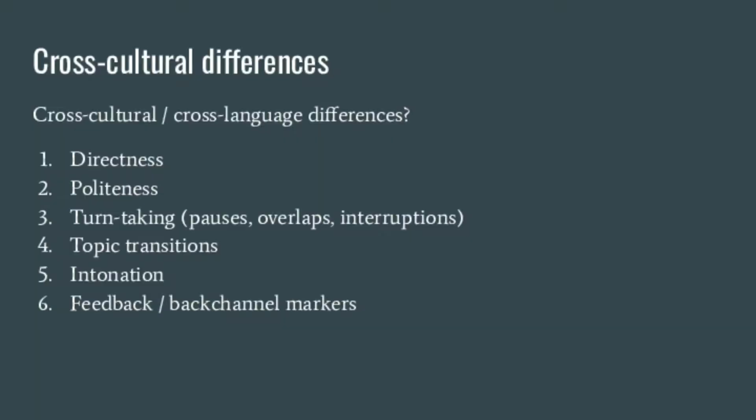So there are a number of ways that we are indirect. Can you think of differences in directness, cross-cultural and cross-language differences in directness, or other kinds of politeness, turn-taking? Do you notice differences in turn-taking between English speakers and Korean speakers? How we do topic transitions, how we shift to another topic? Do you have to explicitly mark it or indicate "I'm shifting to another topic," or "I'm shifting back to a previous topic"? Intonation, feedback, back channel markers, and other pragmatic differences. Can you think of any? I'll give you some time to think, so pause the video and discuss this.